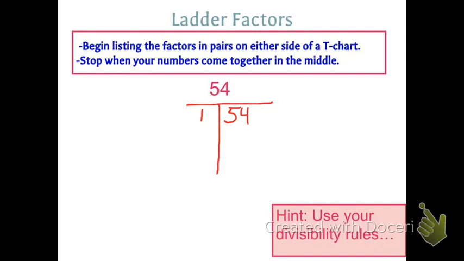Now, here's the tricky part, or not tricky, but the part where people will make their mistakes most of the time. So now we need to look at the next number to decide if it goes into it. And this is where your divisibility rules can help you. Because if you miss one, then you're going to have two numbers missing from your list. So what number comes after 1? 2. 2, right? Okay, so we ask ourselves, does 2 divide evenly into 54? Is 2 a factor of 54?